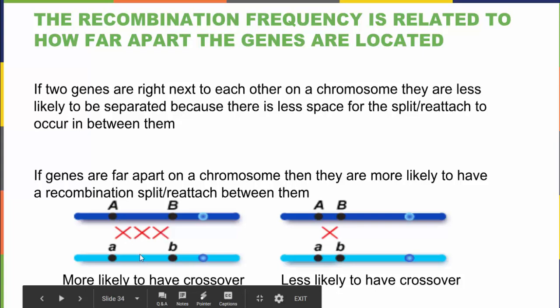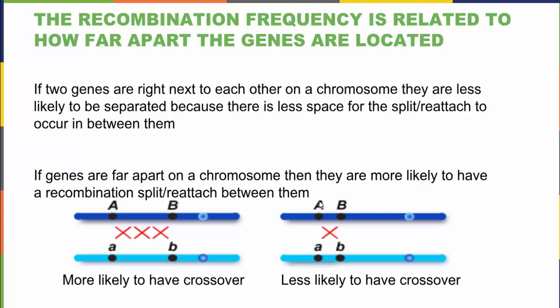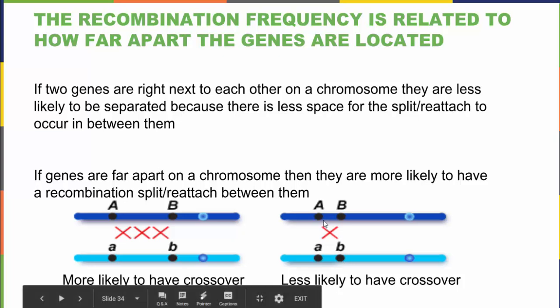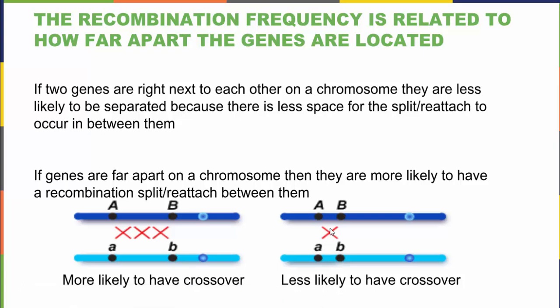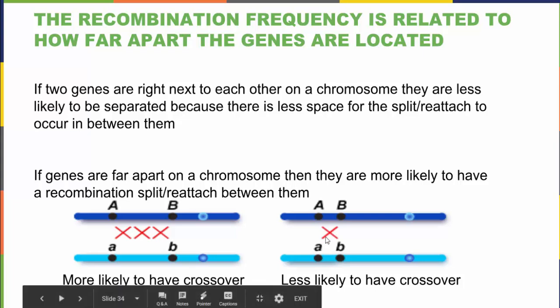If genes are located far apart, like this example on the left, all these X's here represent physical space where there is room for the top chromosome to reattach to the bottom and the bottom to reattach to the top. The example on the right shows that if the genes are close together, here we have A and B closer together, there's just this tiny little space where you can actually fit in the cutting and pasting and machinery that you have to do to have that crossover event.